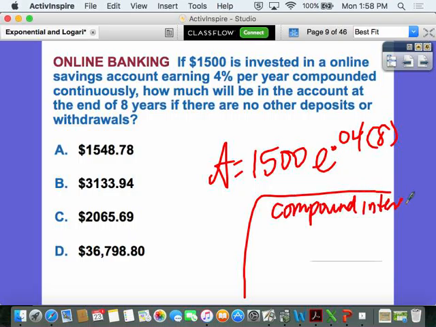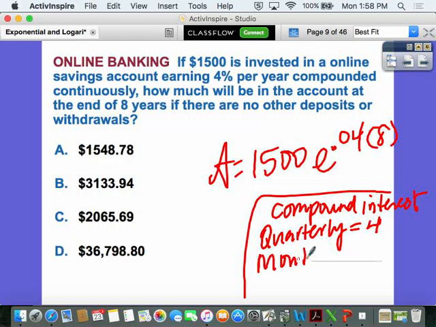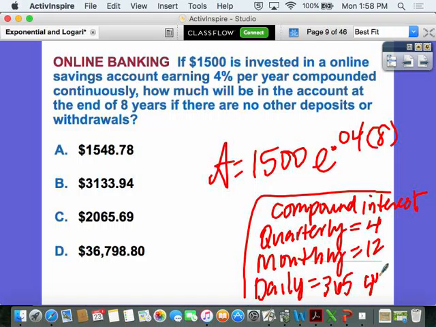If it asked you to compound quarterly, what number is that? 4. Monthly, 12. Daily, 365, because we do not consider leap years. What about semi-annually? 2. And what about weekly? 52. There are 52 weeks in a year for those who didn't know. Okay?